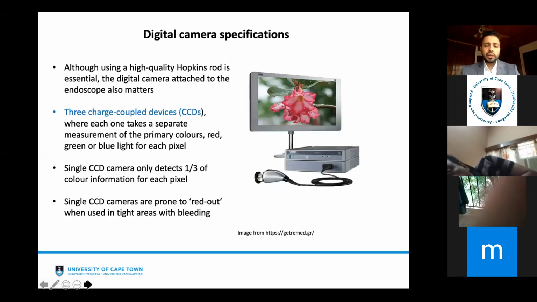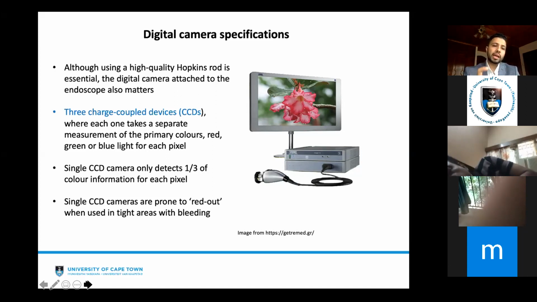So although using a high quality Hopkins rod is essential, the digital camera that is attached to the endoscope also matters when it comes to the quality of what you see on your image. And what is best in the market that is available now is what they call 3 charged coupled devices, so that's CCDs, where each one takes a separate measurement of the primary colors in each pixel. So each pixel will have a red, green, or blue light.